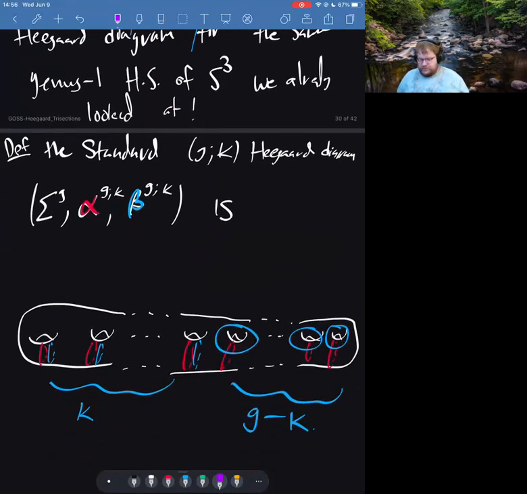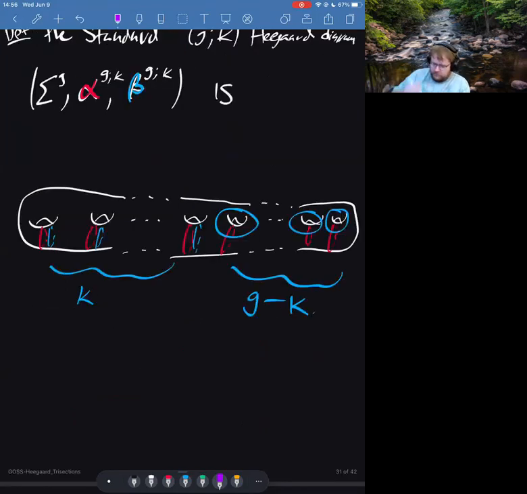Okay. So now we're going to go up to trisection land. And we see that the standard (g,k) Heegaard diagram is a triple (sigma, alpha, beta) of the following form. So the alpha curves are all these standard pairs, and the beta curves, k of them are parallel to alpha curves, and g minus k of them intersect alpha curves in exactly one spot. When we get to the definition of a trisection diagram, this will hopefully become more useful.